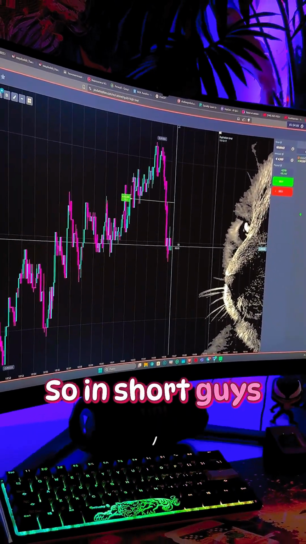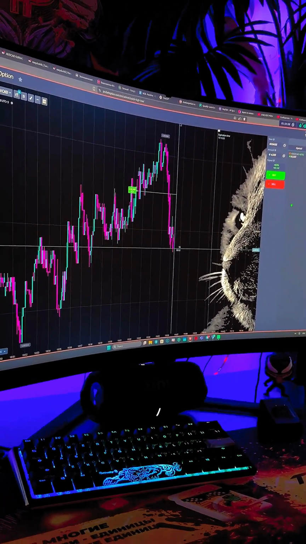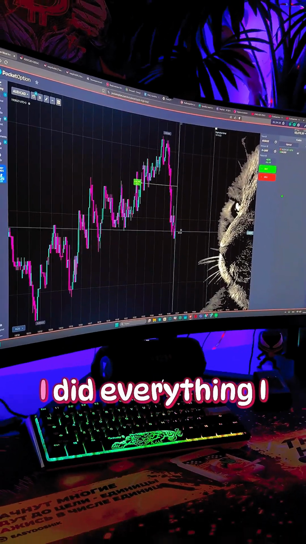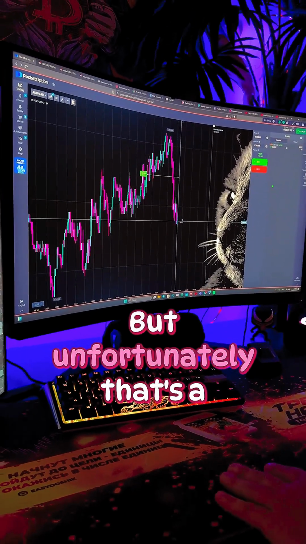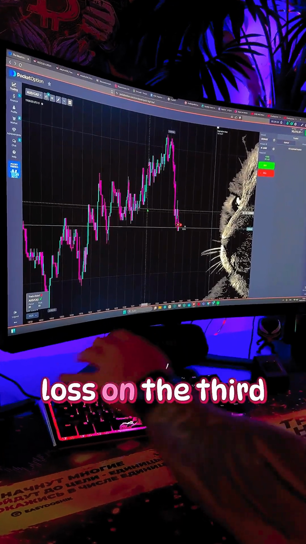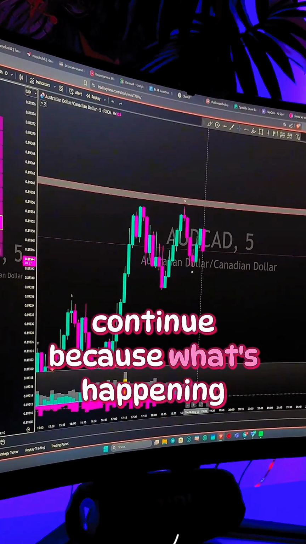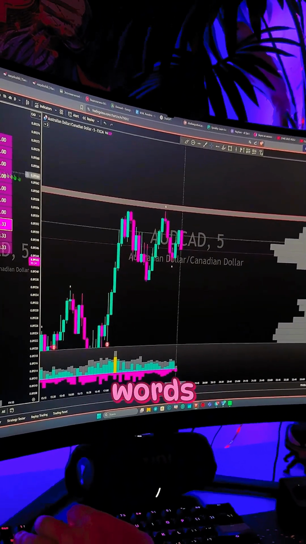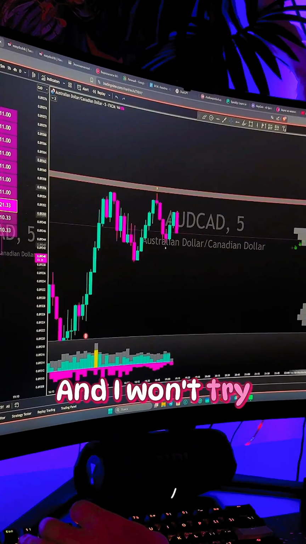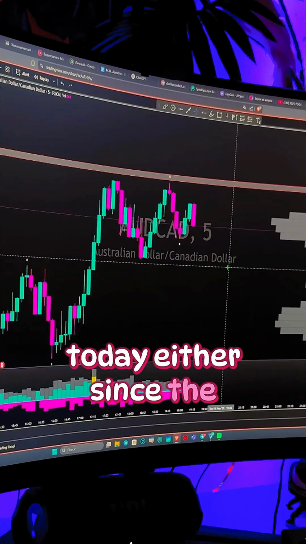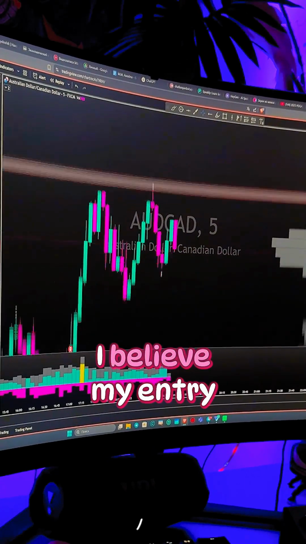So in short, guys, I tried, I watched, I kept an eye out, I waited, I did everything I could, but unfortunately that's a loss on the third martingale. I'm not going to continue because what's happening here, I just have no words. So I'll stay in the red and I won't try to recover the loss today either, since the video is already running very long. I believe my entry was correct.